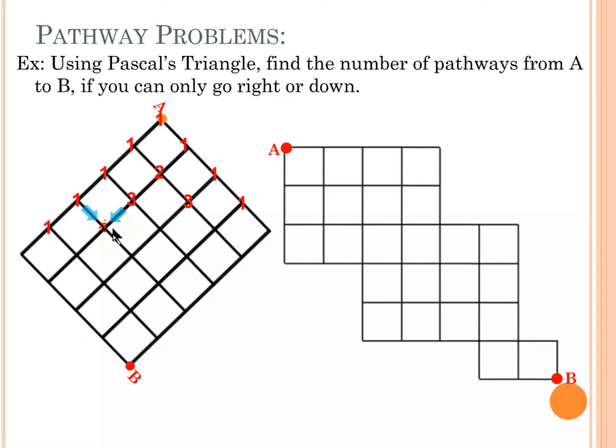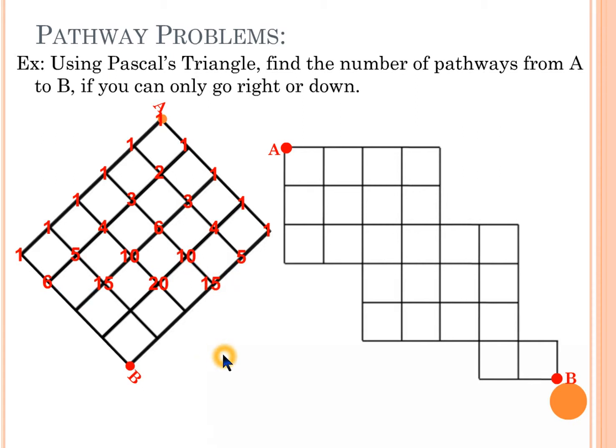1 plus 3 will be 4. 3 plus 3 will be 6. 3 plus 1 will be 4. And 1 on the outside again. There's a 1 over here. 1 plus 4 will be 5. 4 plus 6 will be 10. 6 plus 4 will be 10. 4 plus 1 will be 5. All right, 1 plus 5 will be 6. 5 plus 10 will be 15. 10 plus 10 will be 20. And 10 plus 5 will be 15.